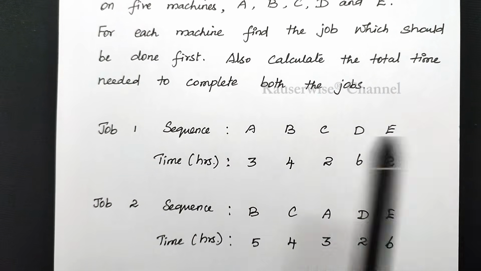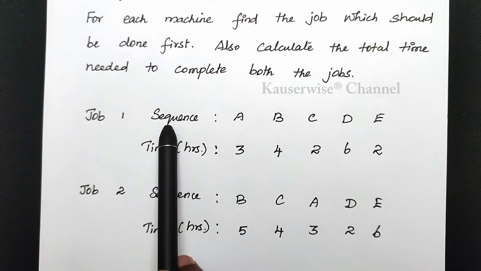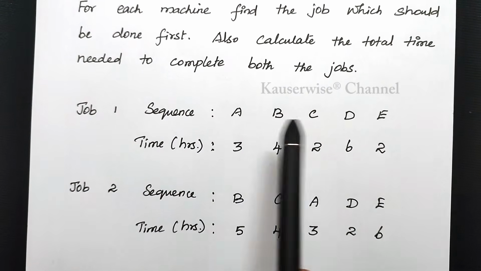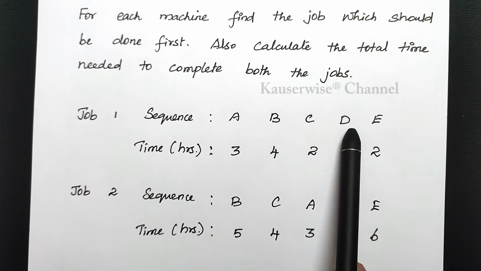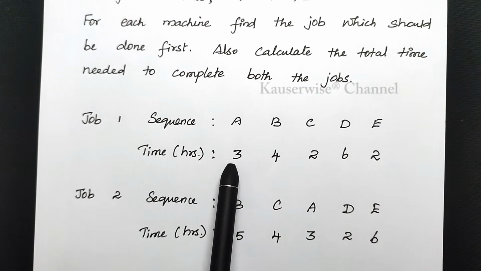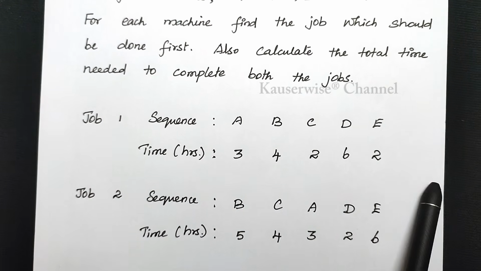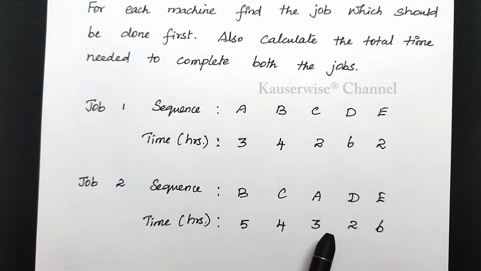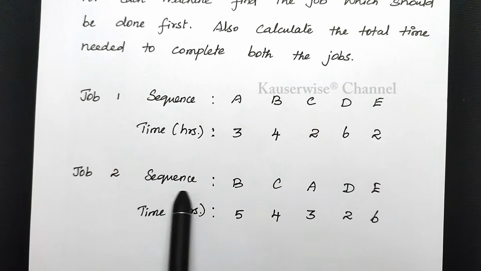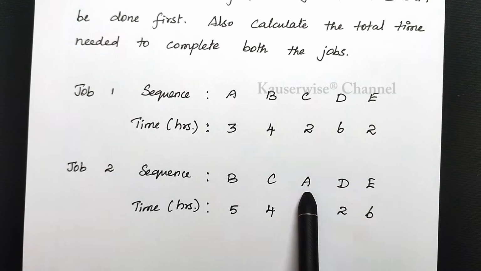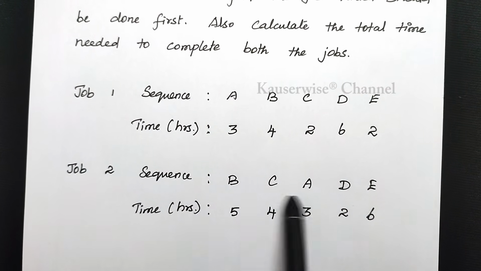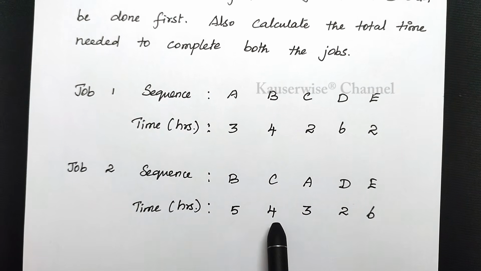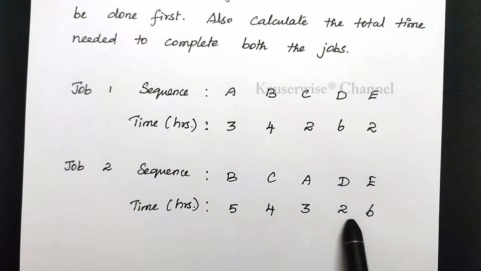Here we have two different jobs and the sequence of each job is given in the problem. For the first job, this is the order: A, B, C, D and E. The actual or expected processing time is also given for each machine for job 1. And for job 2 they have also given the sequence, that is the order B, C, A, D, E. This is the sequencing order and the duration is also given: for B, 5 hours, and then 4 hours, 3 hours, 2 hours and 6 hours.